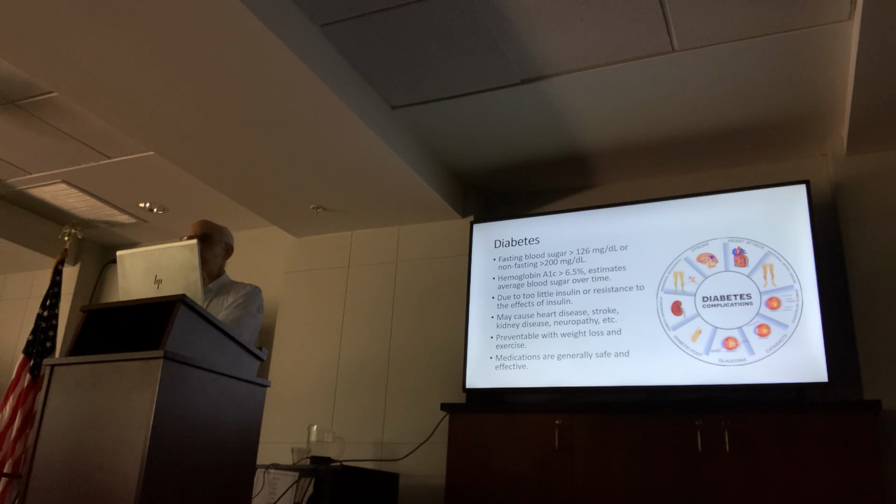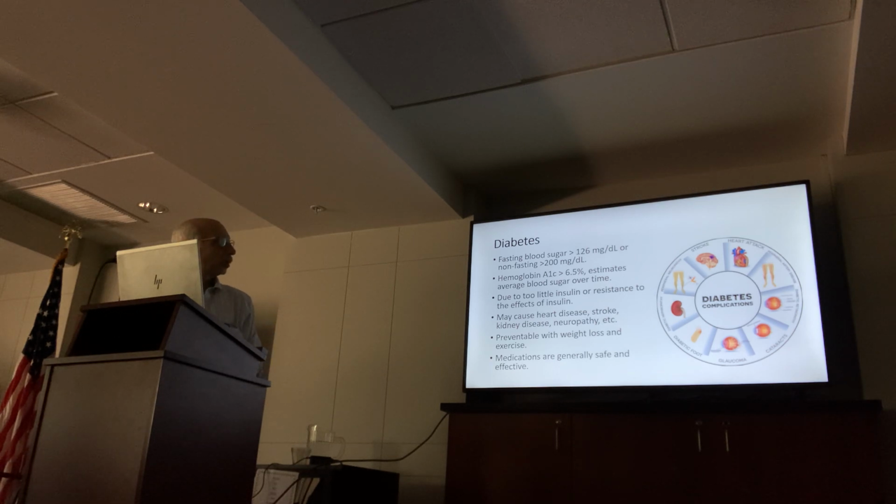And diabetes is due to too little insulin in your body or resistance to insulin. And the one thing that makes you resistant to insulin is obesity. So if you're too fat, you may have diabetes because the fat does not respond as it should to the insulin. High blood sugar can cause heart disease, strokes, kidney disease, nerve injury called neuropathies, as well as diseases of your eye. And here in that little circle shown here are all the different things that can result from diabetes.